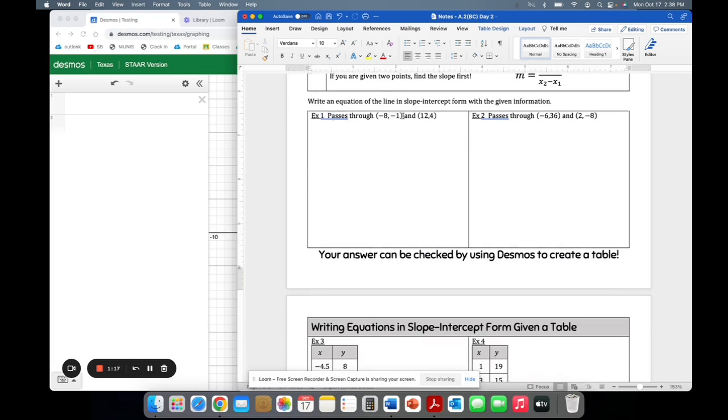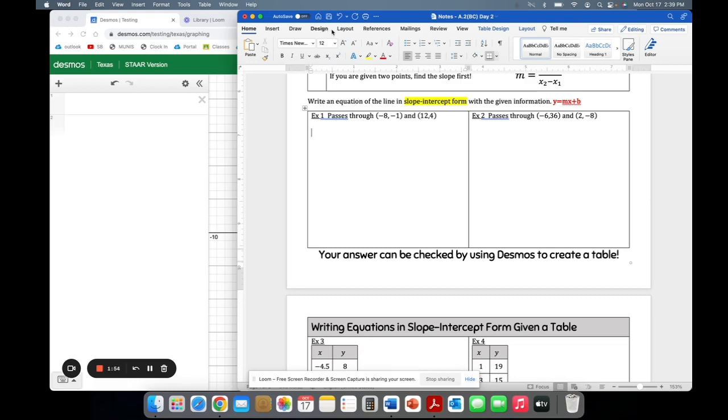writing equations. All right. Now your first example says passes through the point. Write an equation of the line in slope-intercept form. So always read your questions, because if you don't read your question, you don't exactly know what you're doing. So I need slope-intercept form, which is y equals mx plus b. Simple as that. That's my equation. It passes through the points -8, -1 and 12, 4.